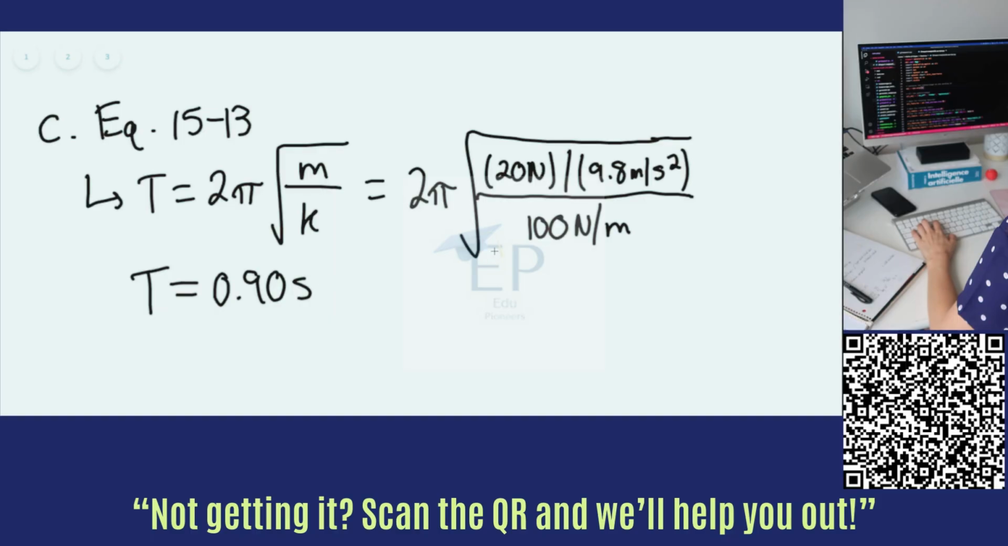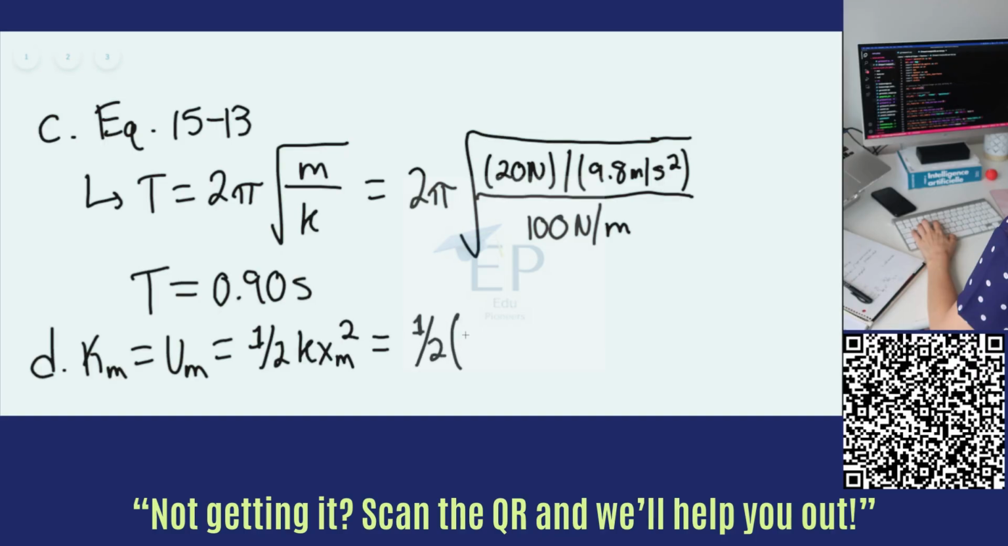The maximum kinetic energy is equal to the maximum potential energy. So here, for part D, we can say that the maximum kinetic energy would be equal to the maximum potential energy, and this would be equal to 1/2 k x_m squared. This is equaling 1/2 times 100 newtons per meter multiplied by 0.10 meters quantity squared, and this is going to be equal to 0.50 joules.